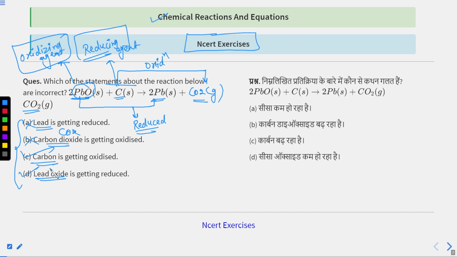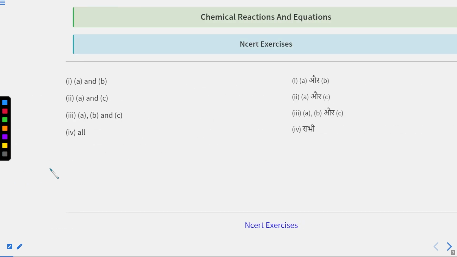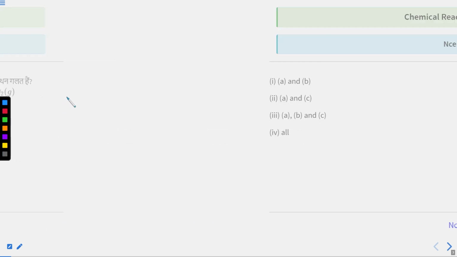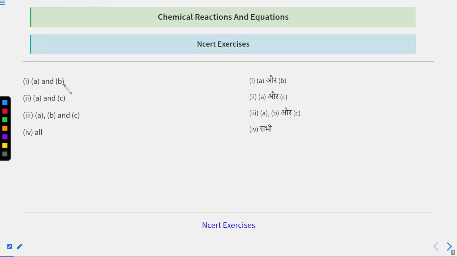Definitely options C and D are the correct statements. The question is asking for incorrect ones, so C and D are correct. So what will be the correct answer? A and B are incorrect. So this is the correct answer, not 2, 3 and 4.